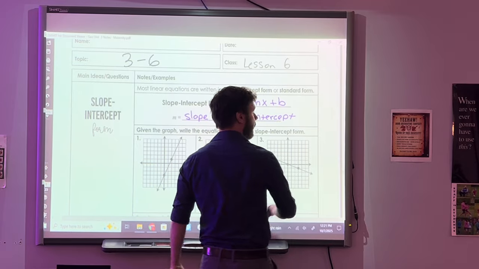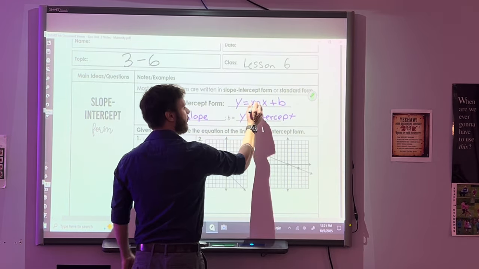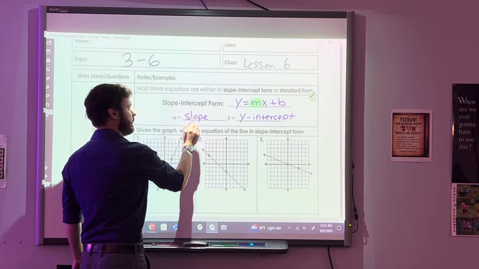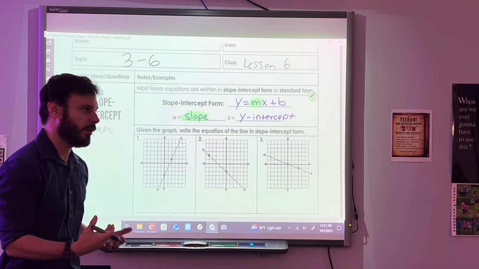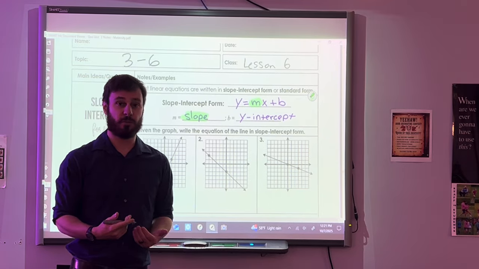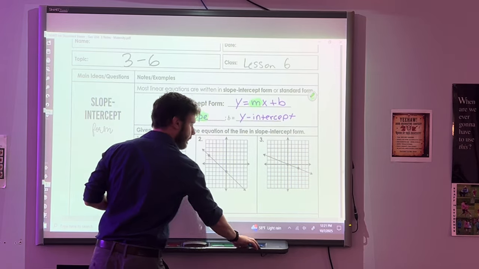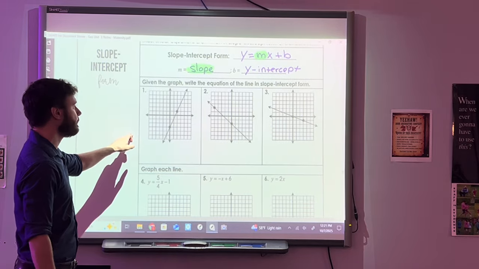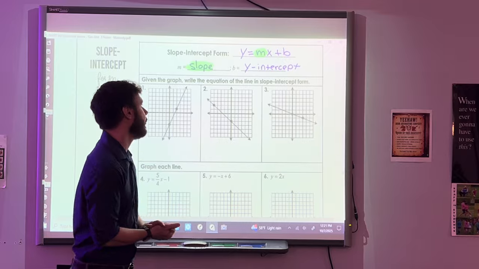Important to note here, common mistake, the slope is attached to the x. If the slope is 3, well then it would say 3x. You wouldn't tell me the slope was 3x, you would just say it's 3. Okay, it is separate. So here, we're gonna write the equation of the graph in slope-intercept form.